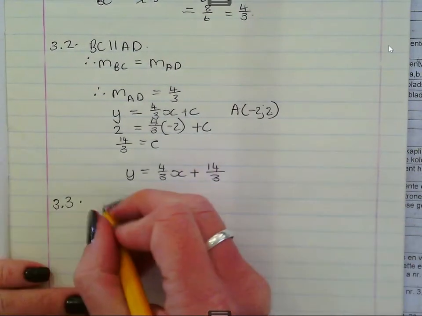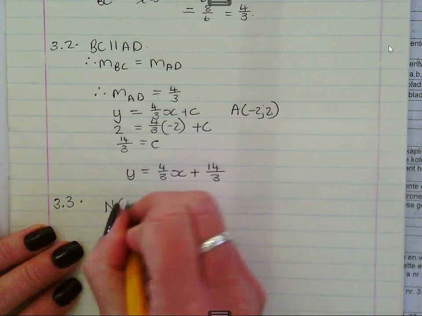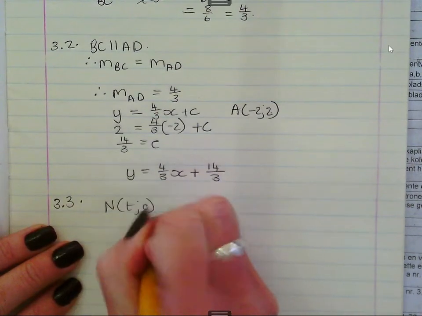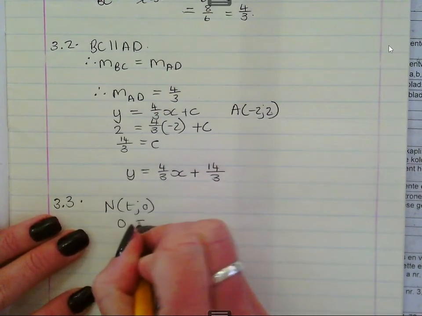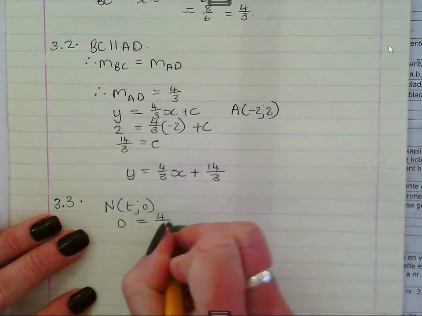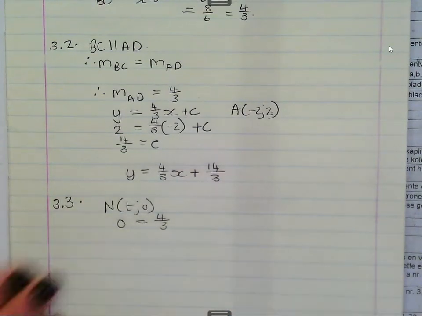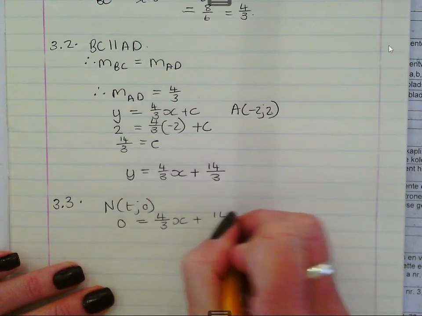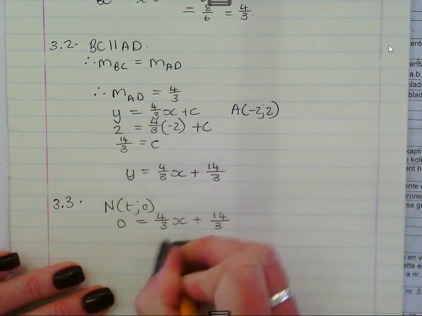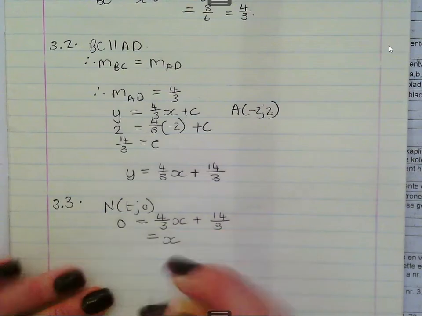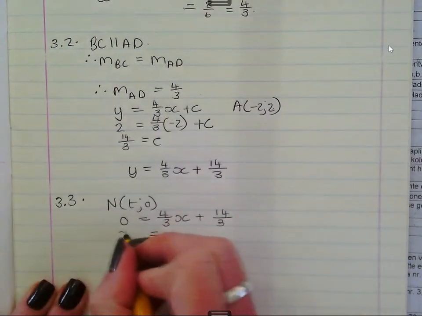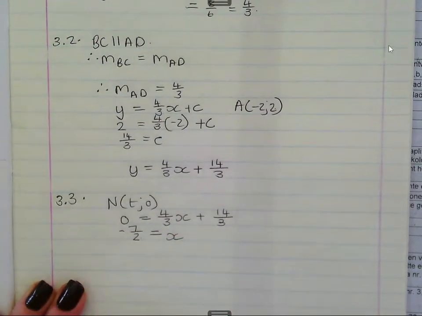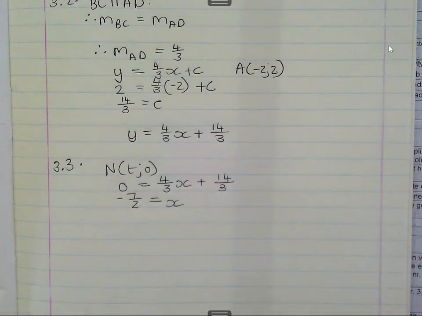Okay? So I take N, which is (t, 0). So 0 goes into the place of y because it lies on the line AD. I don't have the x value, that's what I want to calculate. And it's 14 over 3. Then I get x to be, I think it's 7 over 2. What is it, 7 over 2? Negative 7 over 2. And that is the value of t.